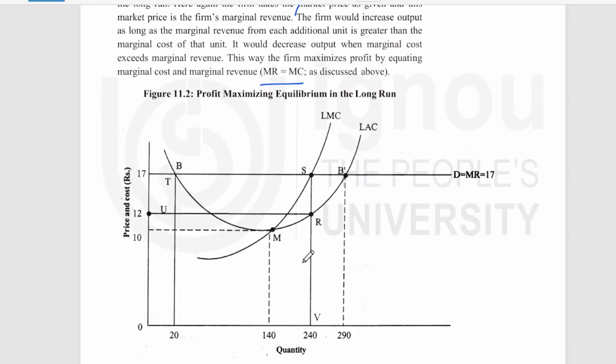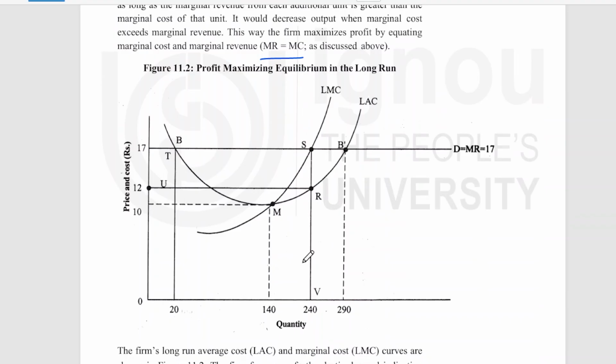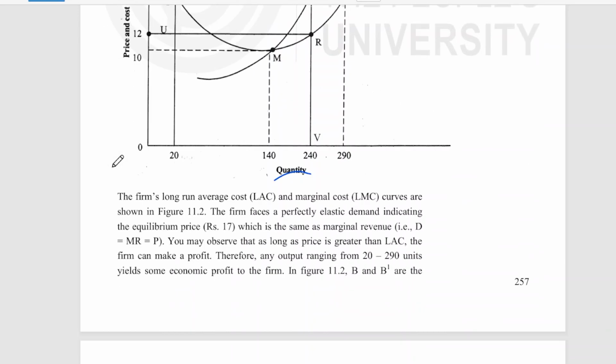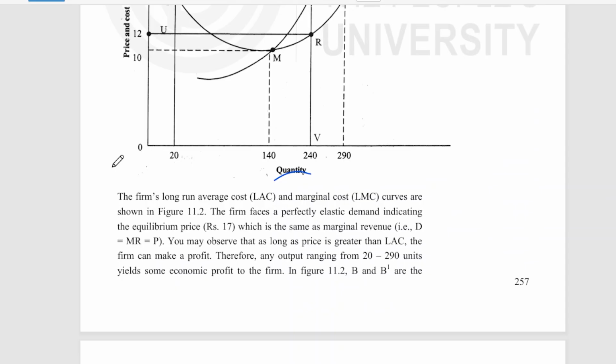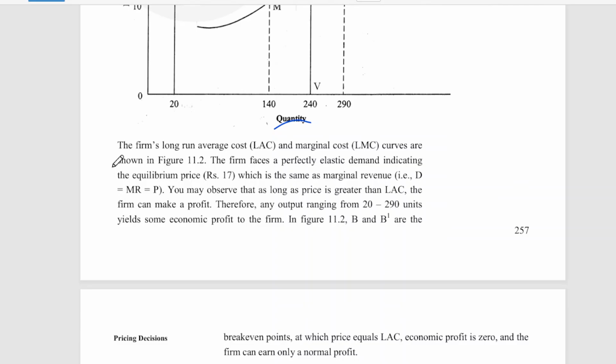Figure 11.2, that is profit maximizing equilibrium in the long run. So this is quantity on the x axis, and on the y axis price and cost. The firm's long run average cost, that is LAC, and long run marginal cost, that is LMC, curves are shown in figure 11.2. The firm faces a perfectly elastic demand indicating the equilibrium price, that is 17, which is the same as marginal revenue. You may observe that as long as price is greater than LAC, the firm can make a profit. Therefore, any output ranging from 22 to 90 units yields some economic profit to the firm.